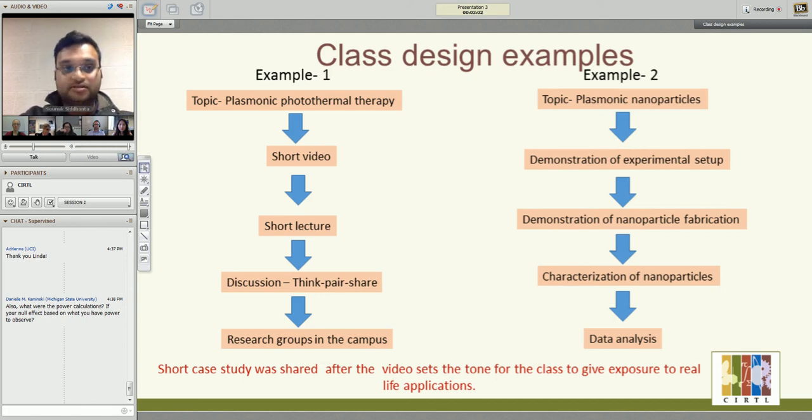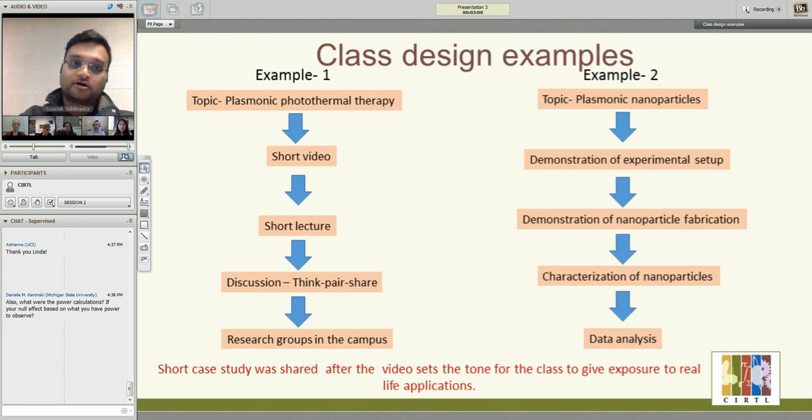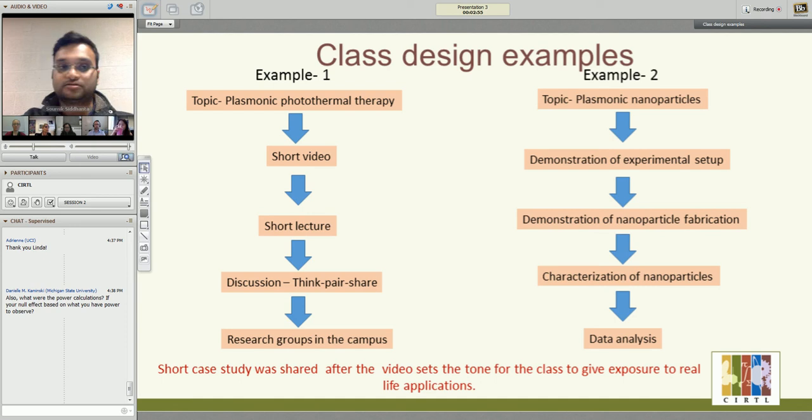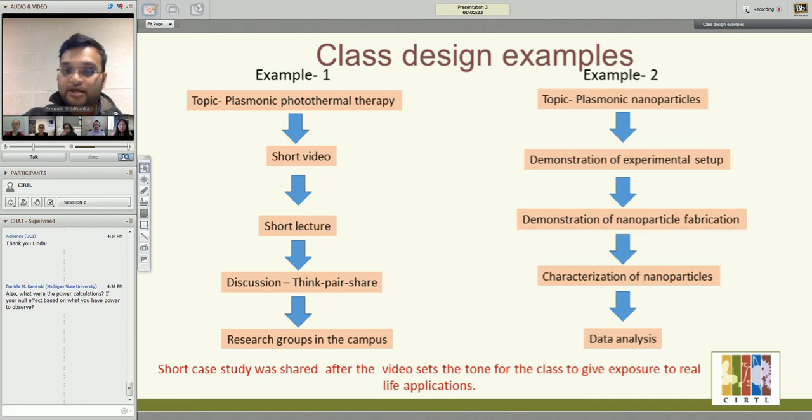I also incorporated different discussions in the classes, like think-share, raising of hands, or informal discussions in the class. And as you can see, I demonstrated the fabrication of the same nanoparticles which are used in this class. I demonstrated them experimentally.